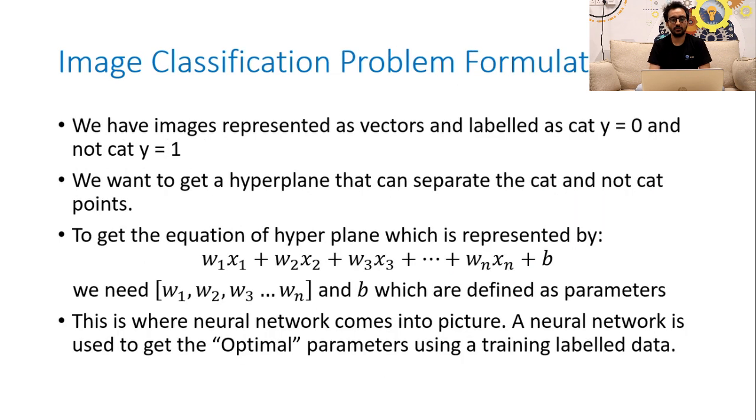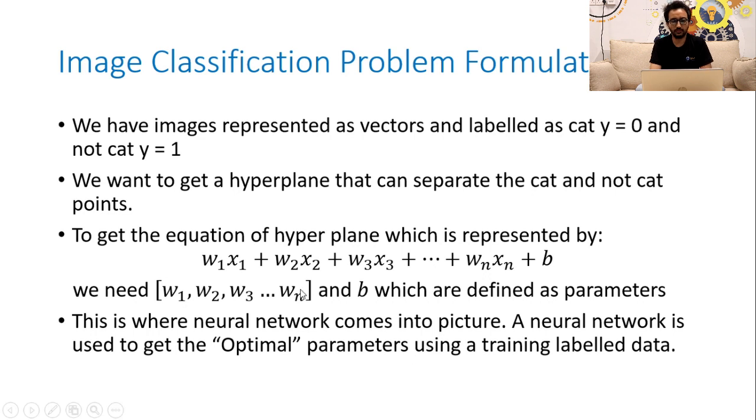So now we will more formally introduce this image classification problem. Let's say we have a set of vectors or images which is known as the training data, and it is labeled with y equal to 0 meaning that the image is a cat and y equal to 1 meaning that it is not a cat. Now we want to classify a new set of data, whether it is a cat or not a cat.